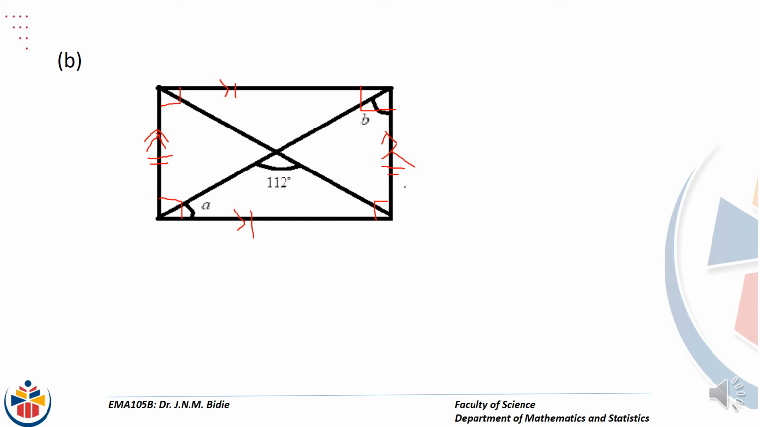So if this is 112, that means that is also 112. But how is it going to help? We have 90 degrees and we've got 90 degrees. We don't know those two angles, A and B. Please continue with this problem and solve for the values of A and B. Please make sure you state your reasons.